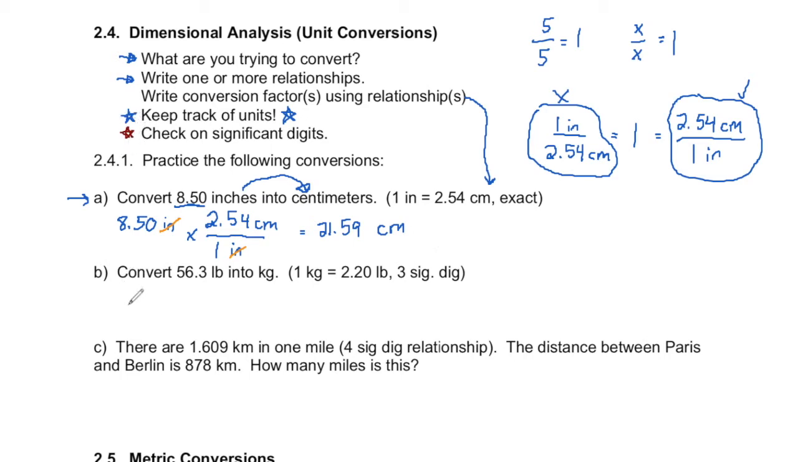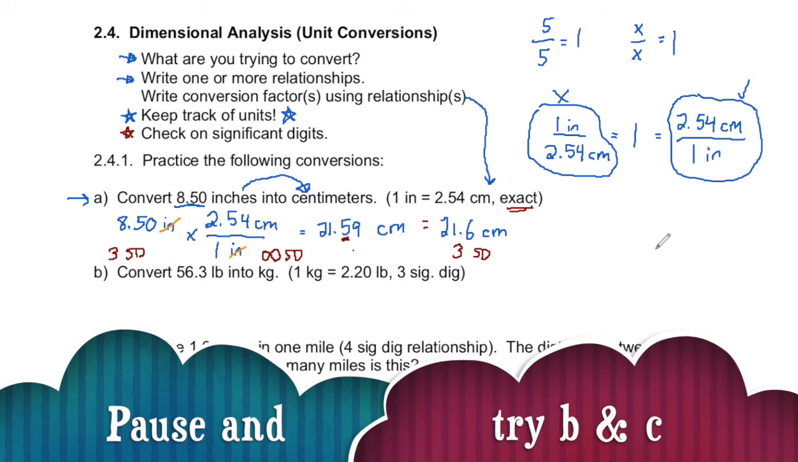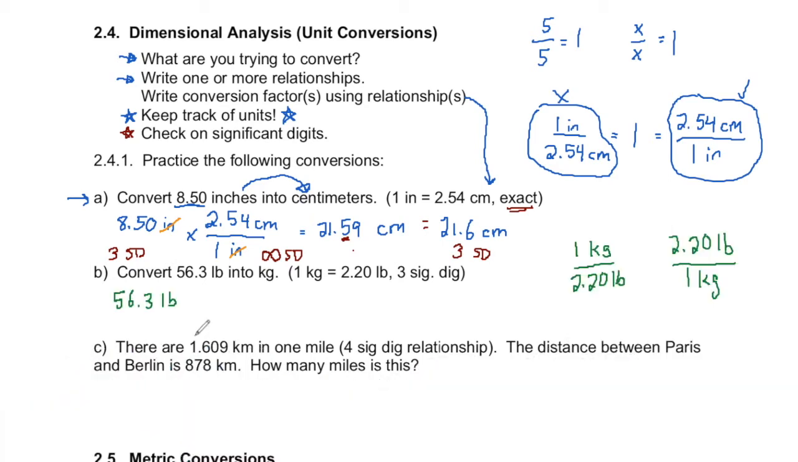Now the last step is to check the significant digits. We have 3 significant digits in our measurement, and an infinite number of significant digits in our conversion factor because it is exact. So we need to have 3 significant digits in our final answer. We want to therefore round to one place past the decimal, which becomes 21.6 centimeters. This next problem is done in a similar manner.